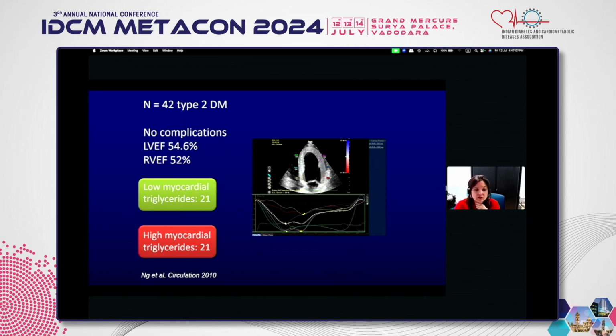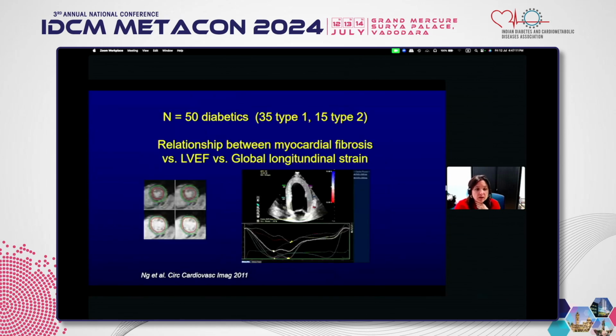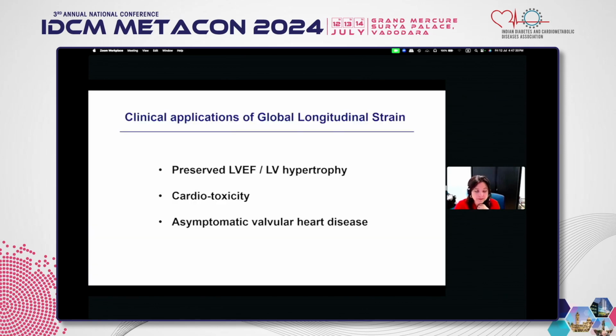And this is a study, for example, that we have done in comparison with CMR, where you can see that indeed there is a very strong relationship between the global longitudinal strain value, the myocardial fibrosis, and the myocardial triglyceride content. So you might be able to identify subtle initial abnormalities of the myocardium.